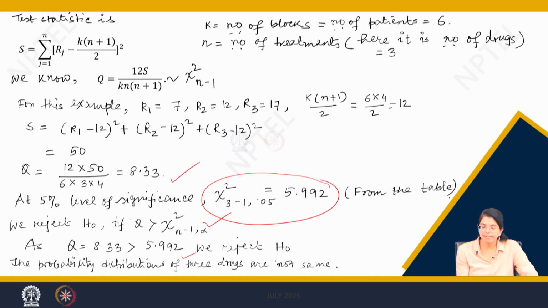That means the probability distributions of the 3 drugs are not the same, or you can write it either way round, that the medians of the 3 drugs are not the same, they do not have the same effect on the subjects. Clear? So, that will be a more polished expression to interpret your result.